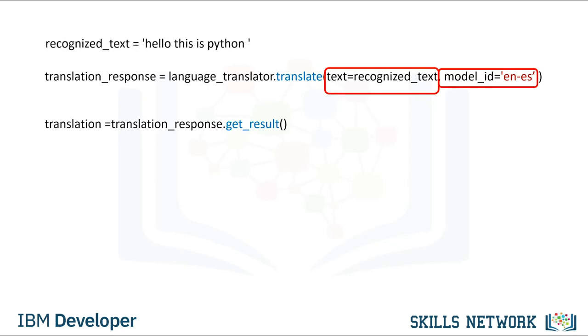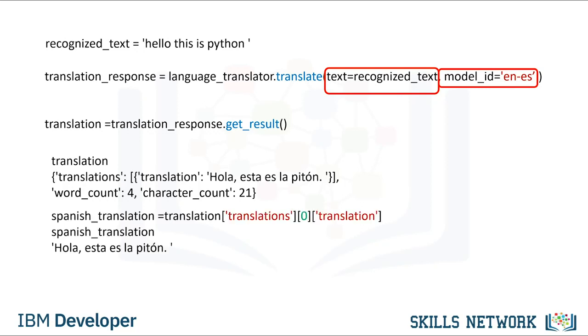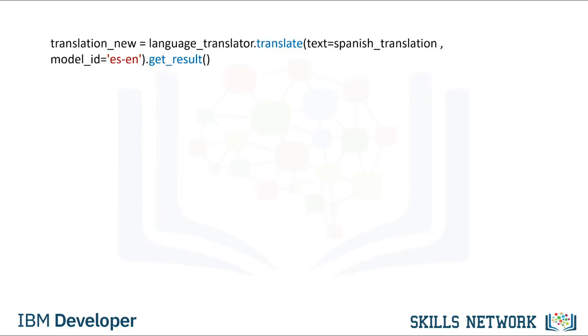We use the method getResult to get the translated text and assign it to the variable translation. The result is a dictionary that includes the translation word count and character count. We can obtain the translation and assign it to the variable Spanish_translation as follows. Using the variable Spanish_translation, we can translate the text back to English as follows.